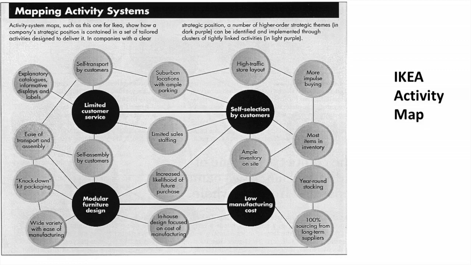Self-selection by customers, we pick what we want. We do that ourselves. Some advantages to that. And then very low manufacturing cost. Those are the 4 key value creating features. And then around that you have very large stores put in suburban areas, so the land is less expensive, lots and lots and lots of parking, and all of the supplementary things, processes, activities that connect with the black circles. And of course everything is connected because this is a beautiful ecosystem.